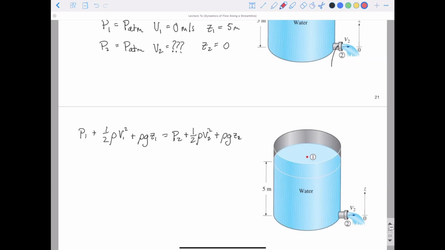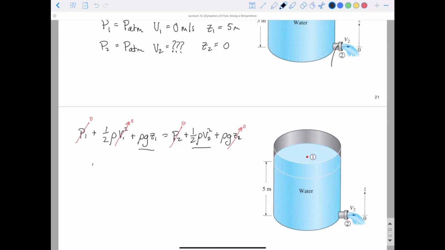So in this equation, our pressures, P1 and P2, are both atmospheric pressure, so they're the same, and they're just equal to 0. So these can go away. Our velocity at point 1 is 0, so that term goes away. And our elevation at point 2 is 0, so that term goes away. So all we're left with is these two terms here.